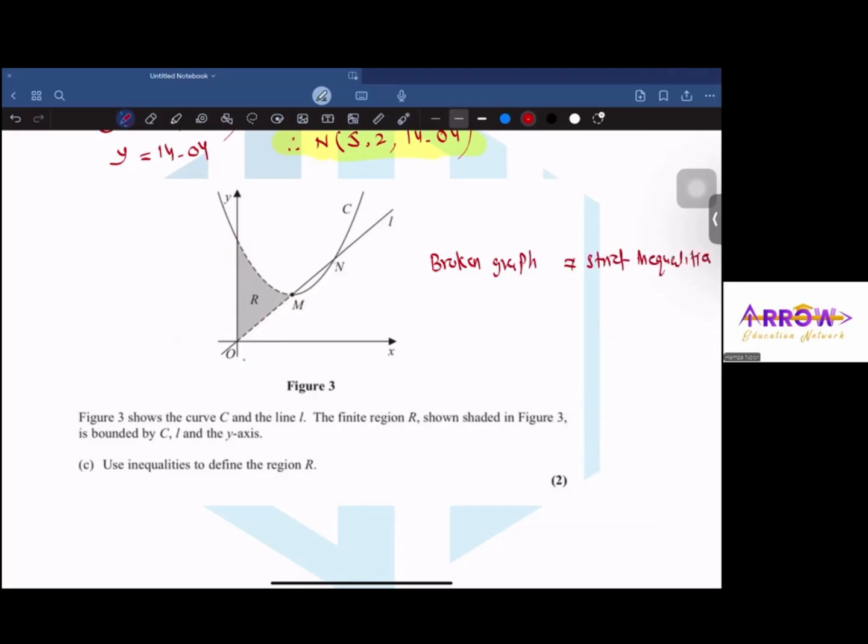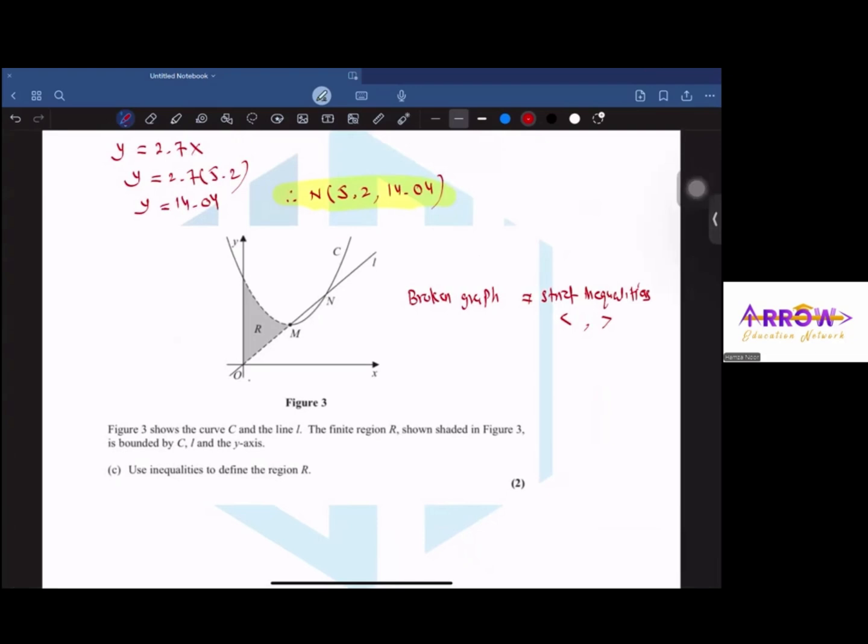All right, so what do we mean by strict inequalities? Either less than or more than. Strictly speaking, less than, or strictly speaking, more than. And when we have a smooth graph, a usual practice is to use non-strict inequalities. So what do we mean by this? Either less than or equal to, or greater than or equal to. So this is basically a usual practice.